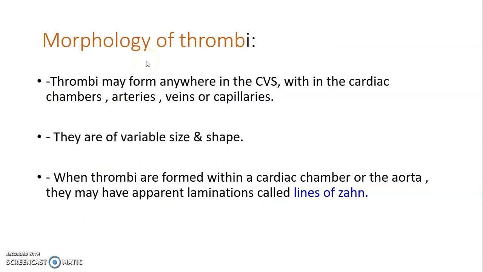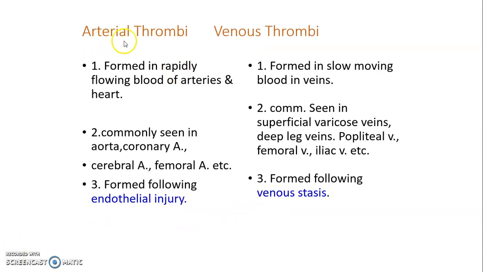So, morphology of thrombi. Thrombi may form anywhere in the cardiovascular system: within the cardiac chambers, arteries, veins, or capillaries. They are of variable size and shape. When thrombi are formed within a cardiac chamber or aorta, they may have apparent laminations called the lines of Zahn. So, there are differences between arterial thrombi and venous thrombi.